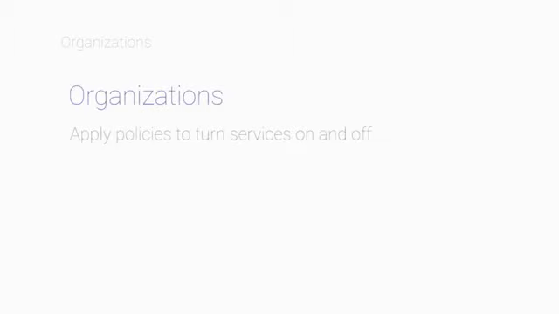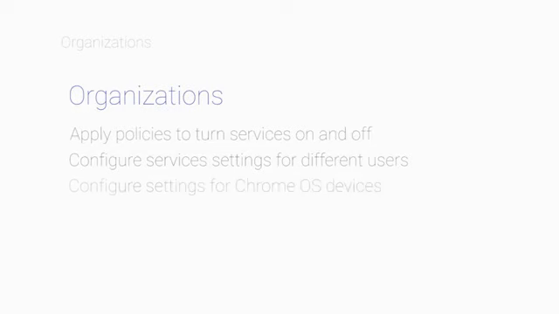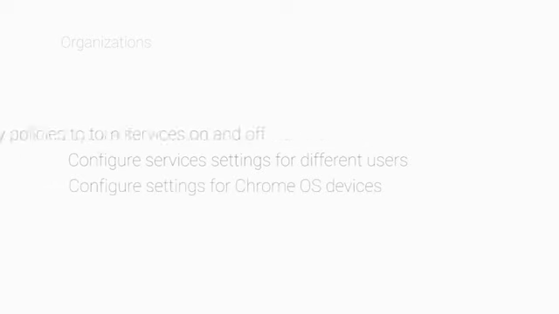By using organizations, you have the ability to apply policies to turn services on or off for different users, configure service settings differently for different users, and configure settings for different Chrome OS devices if you've added any devices to an organization. Before helping out Sam and Lars, let's get a better idea of how organizations work.